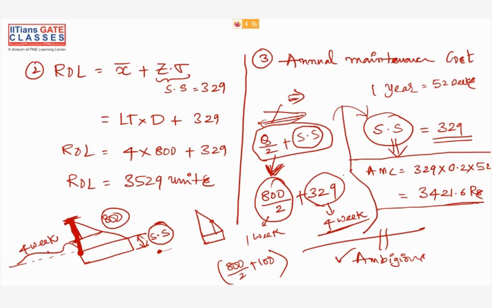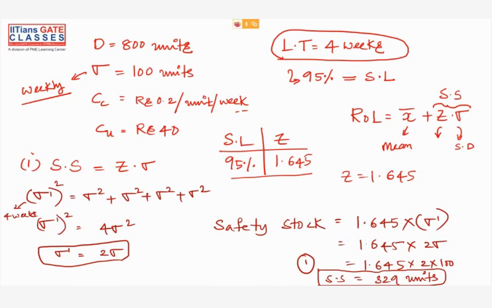Okay, fine. Thank you. At least you understood the concept, right? That's what I require. So how is Z 1.645 in the table? I think you have seen it, right? Go back and see the table.